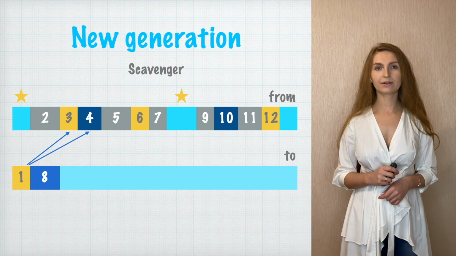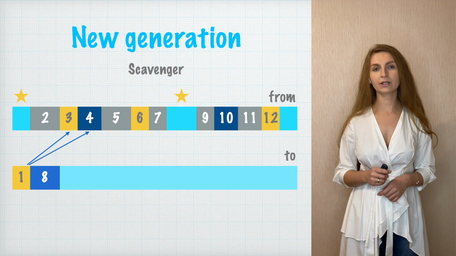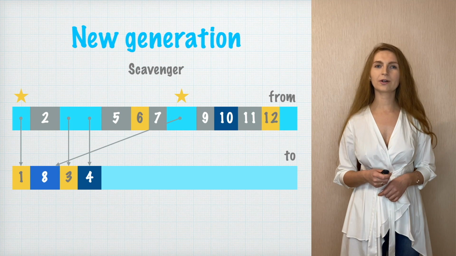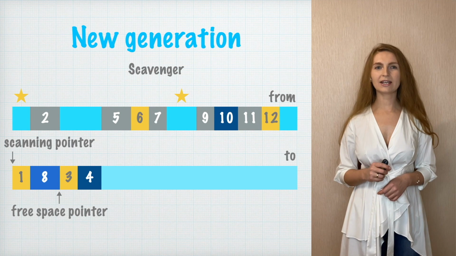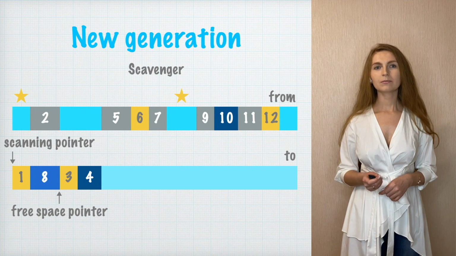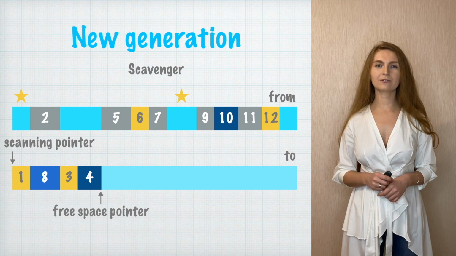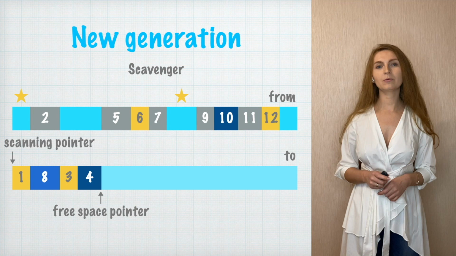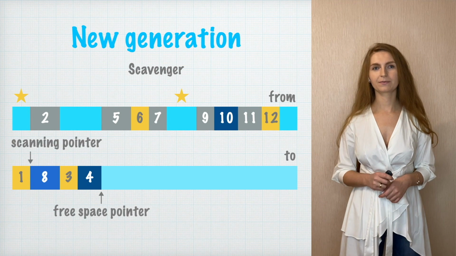The first member of the gray set is object number 1. It references objects 3 and 4, so they are copied into the To semi-space and forwarding pointers are installed. The algorithm moves any white objects to the gray set by copying them into the To space. Objects 3 and 4 are now part of the gray set. We have completed scanning the first object, which means it can be moved to the black set by simply moving the scanning pointer over it.